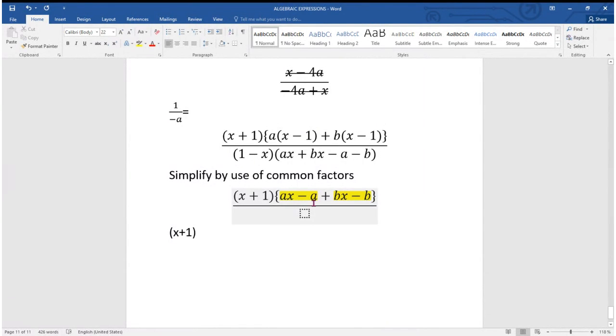And then I pair this. So ax minus a, what is common? a is common. So I open the brackets here. What do I multiply with a to get ax? x. What do I multiply with a to get negative a? I multiply with negative 1. And then we continue to this one here, bx minus b. What is common? b is common. What do I multiply with b to get bx? Sorry, x. I need to multiply b with x to get bx. And what do I multiply with b to get negative b? I need to multiply this one with negative 1.